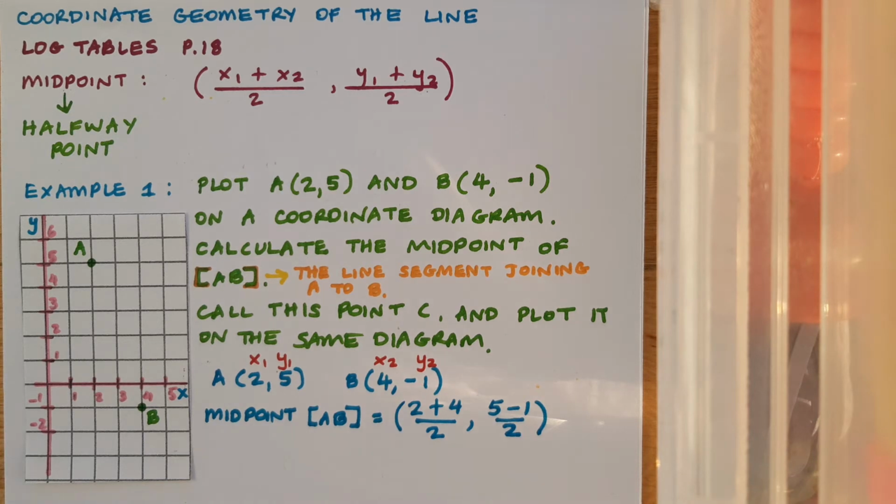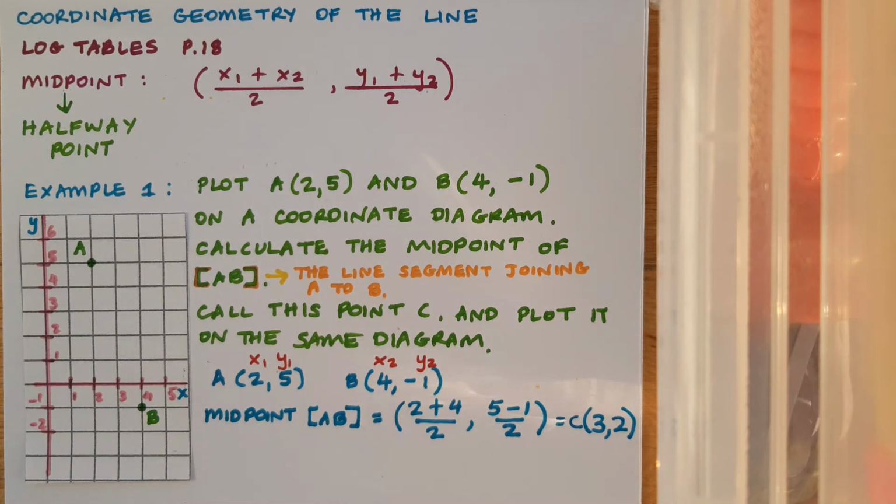Okay, so let's work this out. The x part first of all, so 2 plus 4 is 6, divided by 2 is 3. And then 5 minus 1 is 4, divided by 2 is 2. So my point is 3, 2. They said it's the point C, so I'll call it that. So I've just written a C in front of it.